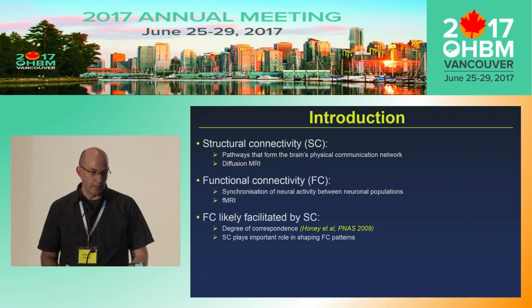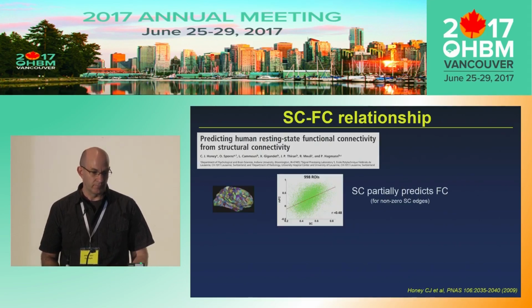between the two, and also it has been well accepted now that structure plays an important role. And this is, for example, from the study by Chris Honey, where they were parcellating the brain, the cortical regions, and then looking at the links in the structural and the links in the functional connectivity. And they found there was a good correlation, but at least when you were considering the links, the edges, that had a structural connectivity. So they were restricting the analysis to that. When you included all the links, this correlation decreased.